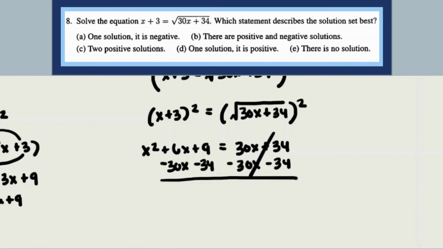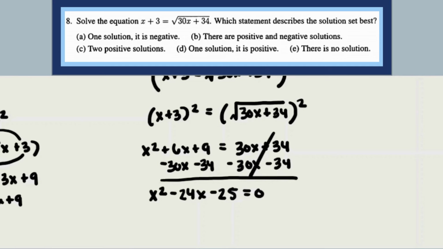And when I do that, we're going to do 9 minus 34. That will give us a, well, let me just write down the x squared. Okay, let me just do it in order. So 6x minus 30x, that will give us a minus 24x. And 9 minus 34 is going to give us a negative 25. And it'll be all equal to 0. So the next thing we're going to have to do is we're going to have to factor this. We have x squared minus 24x minus 25.